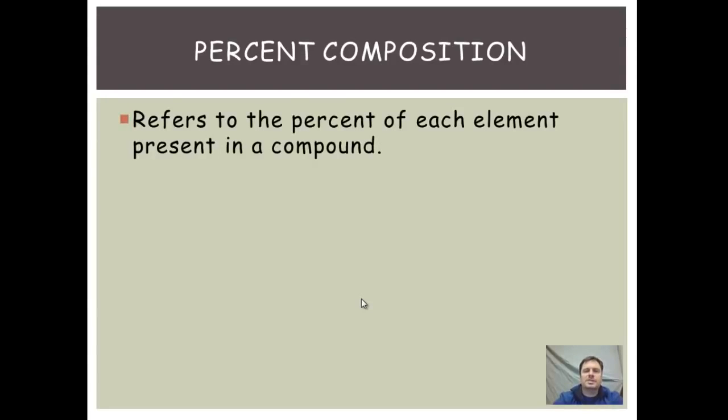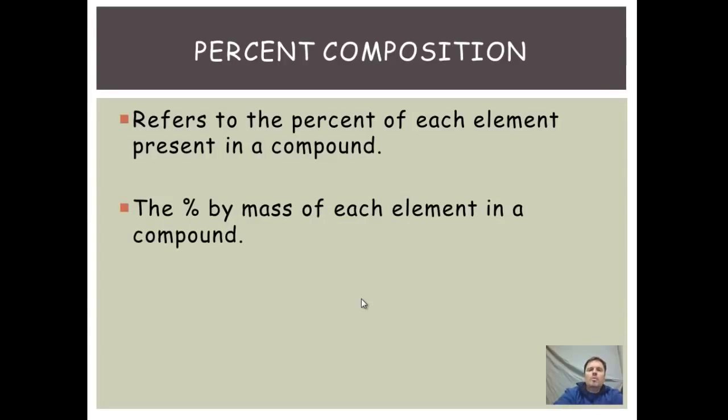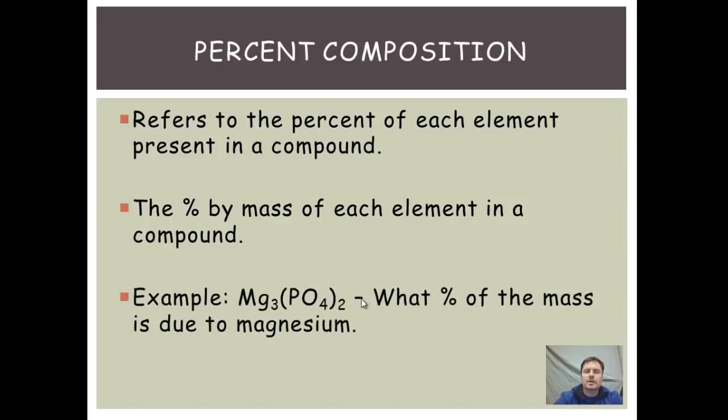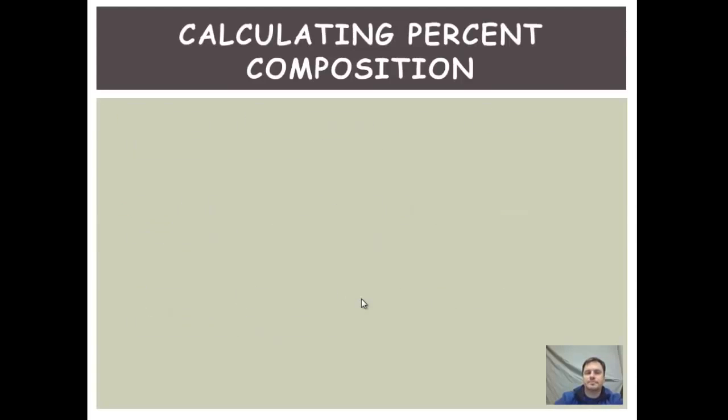Percent composition simply refers to the percent of each element present in a compound. So we're going to be talking about compounds and how each element contributes to those. What we're looking at is percent by mass or by weight of each element in a compound. For example, if we take magnesium phosphate, we could ask a question like, what percent of the mass is due to magnesium? It's pretty easy to do, so let's go ahead and start looking at this.